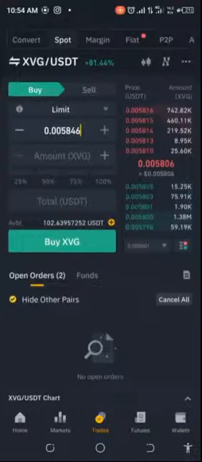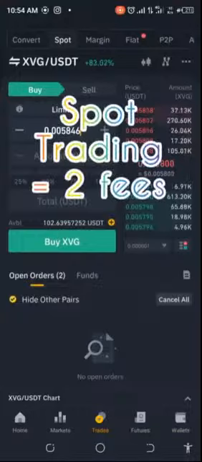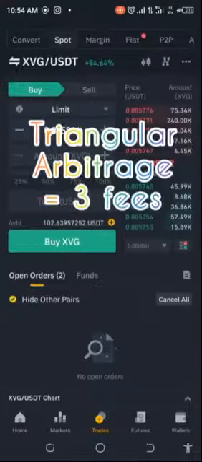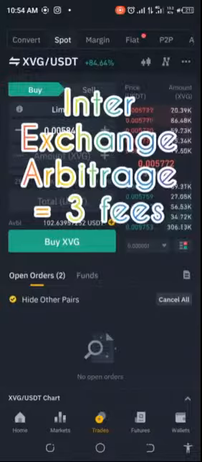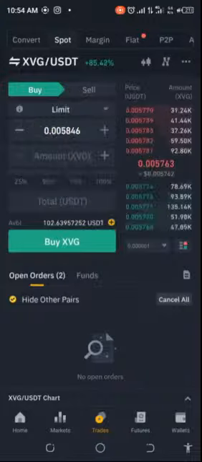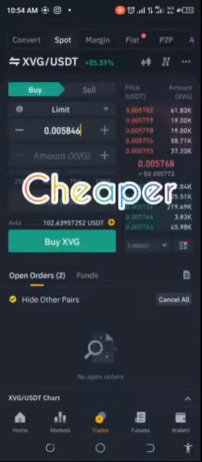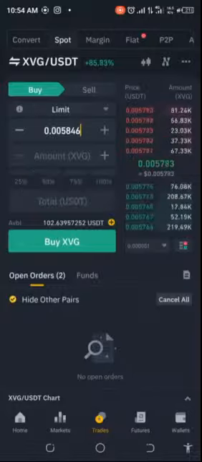And the good thing about it is that when you're doing spot trading, you only have 2 trading fees to pay. If you're doing triangular arbitrage, you've got 3 trading fees to pay. If you're doing inter-exchange arbitrage, you're going to have 2 trading fees to pay and 1 transfer fee. That means you're going to have 3 different sets of fees. So just look at it. In spot trading, you'd have 2 trading fees to pay. In triangular arbitrage, you have 3 trading fees to pay. And in inter-exchange arbitrage, you also have 3 trading fees to pay. So this is actually much, much cheaper to execute in terms of the fees that go into it.